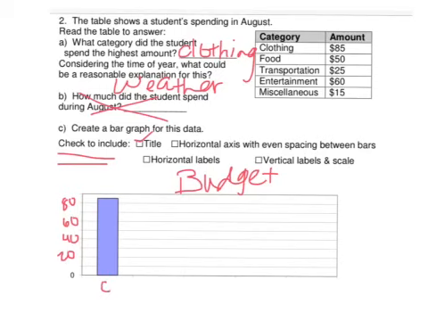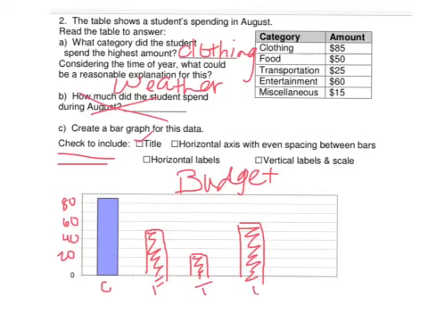See, so this one is showing us our clothing, and I don't have a lot of room, so I'm just going to use C. So I've got my clothing. Food would go up to 80. So there's my food bar. Transportation goes up to 25. Entertainment is 60. And then we have miscellaneous, which is 15. So maybe something like that.